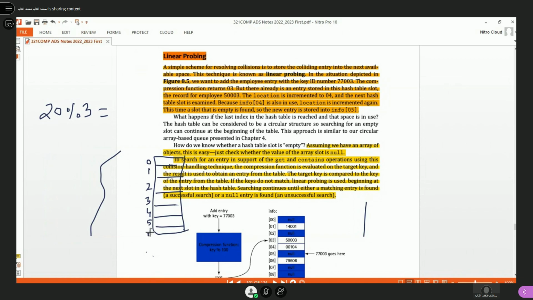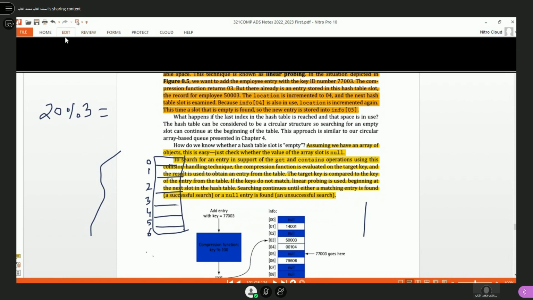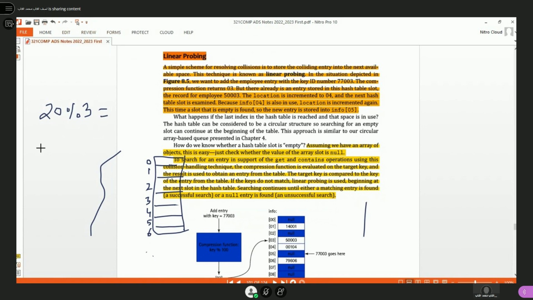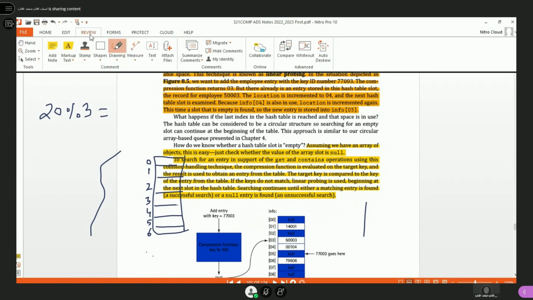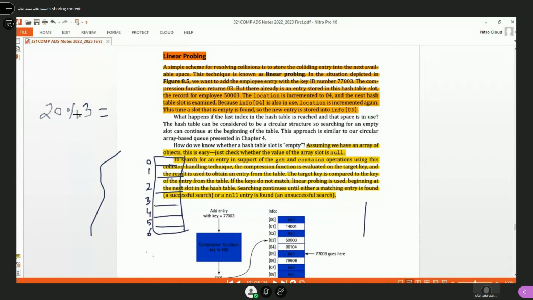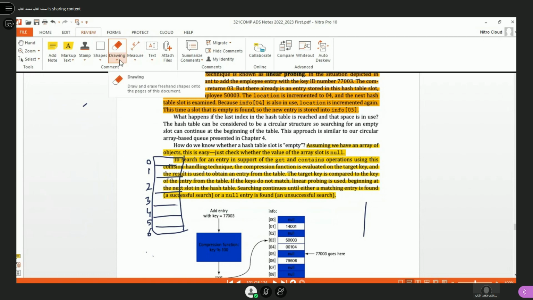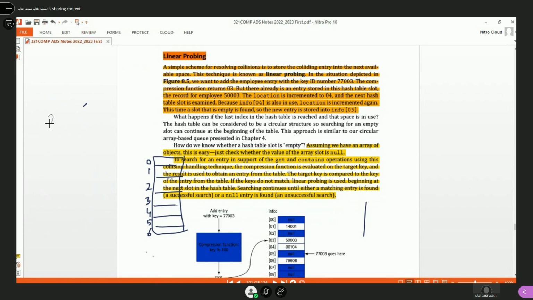Again, I'm telling you, if the function is given in the exam, you will use the same compression function, or if not given, then you will count the number of terms. If it is given, use the same. For example, now here, let me erase this one. I don't want to keep this one. And drawing again, 20 modulo 7.